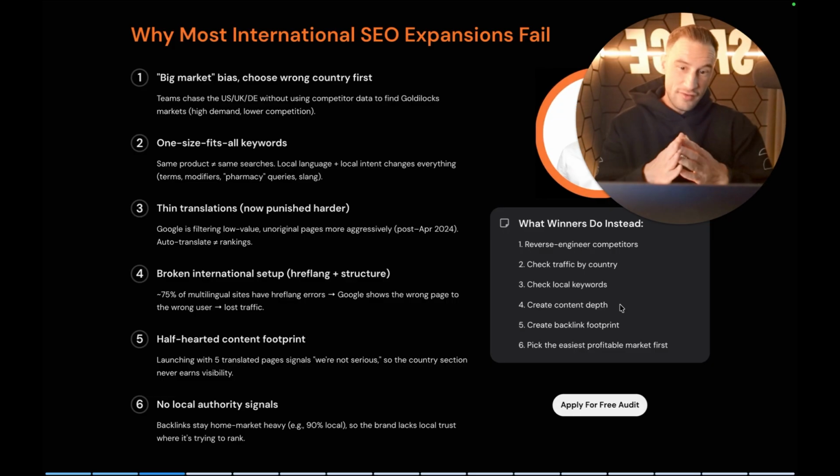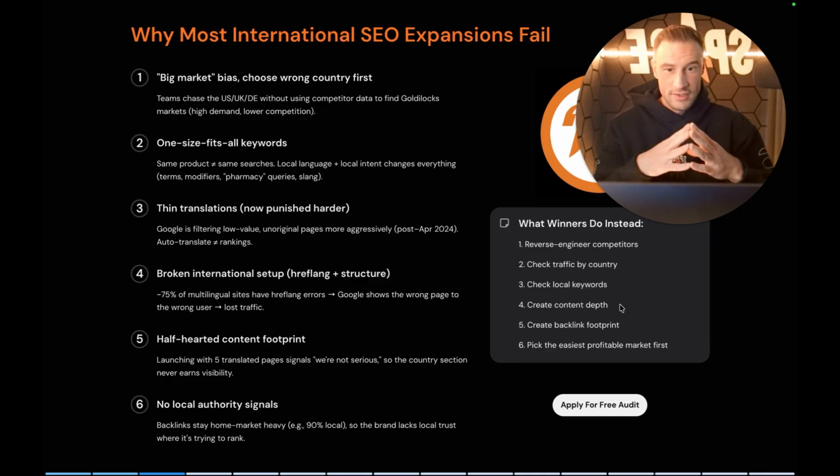The third thing is using thin translations with Google Translate or any other fully automated translation engine that ties into the problem I discussed before, the one-size-fits-all keywords. But using thin translations just doesn't work anymore because Google is filtering out low-value, unoriginal pages, and it will just mean that your strategy will either work short-term or will not work at all.